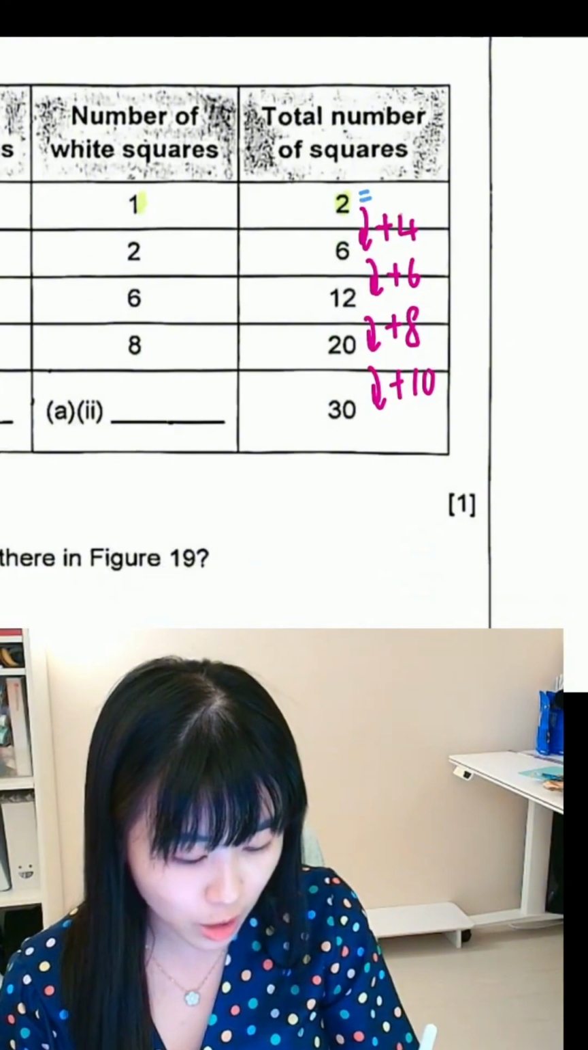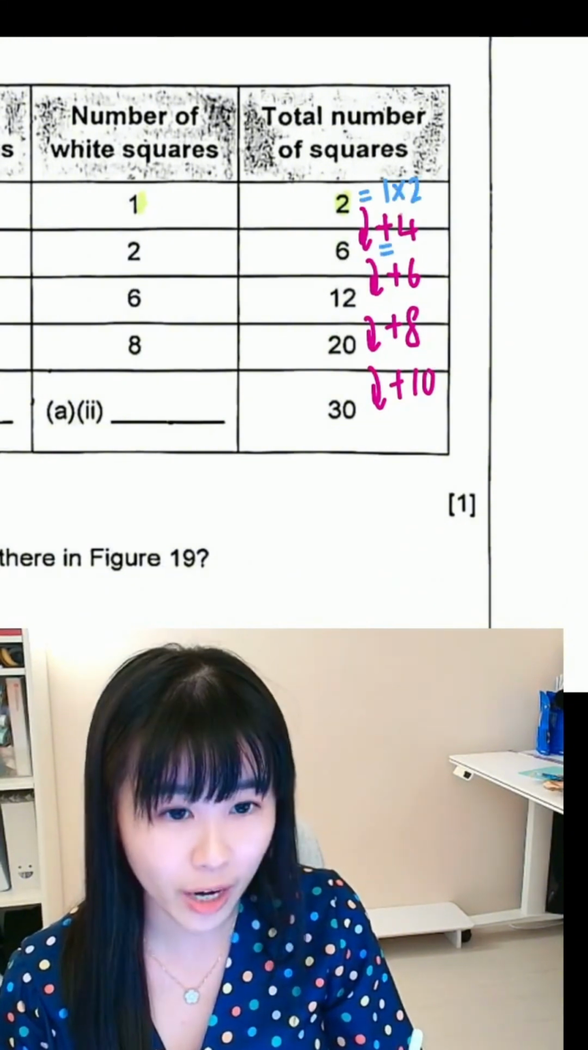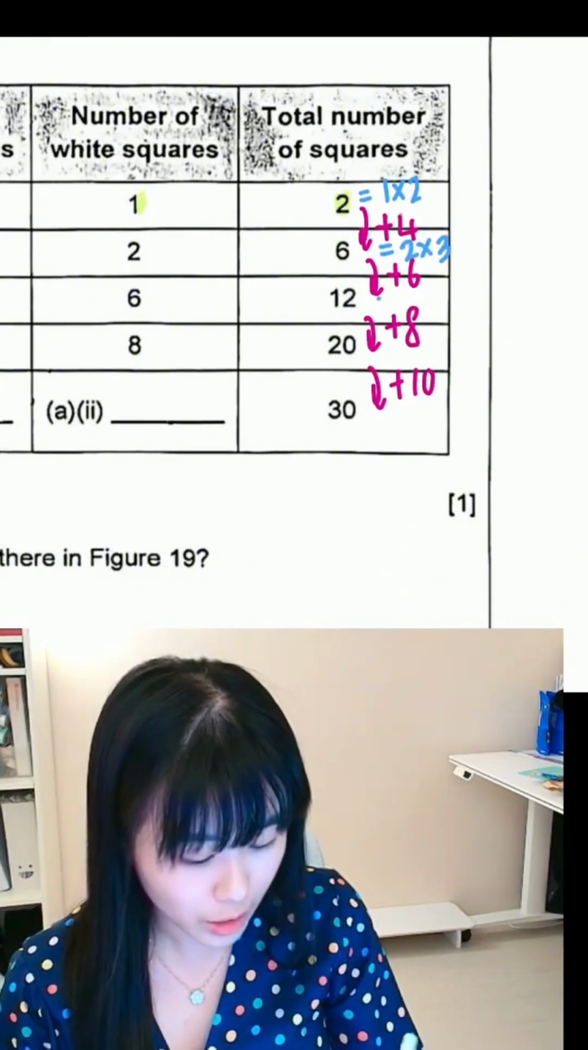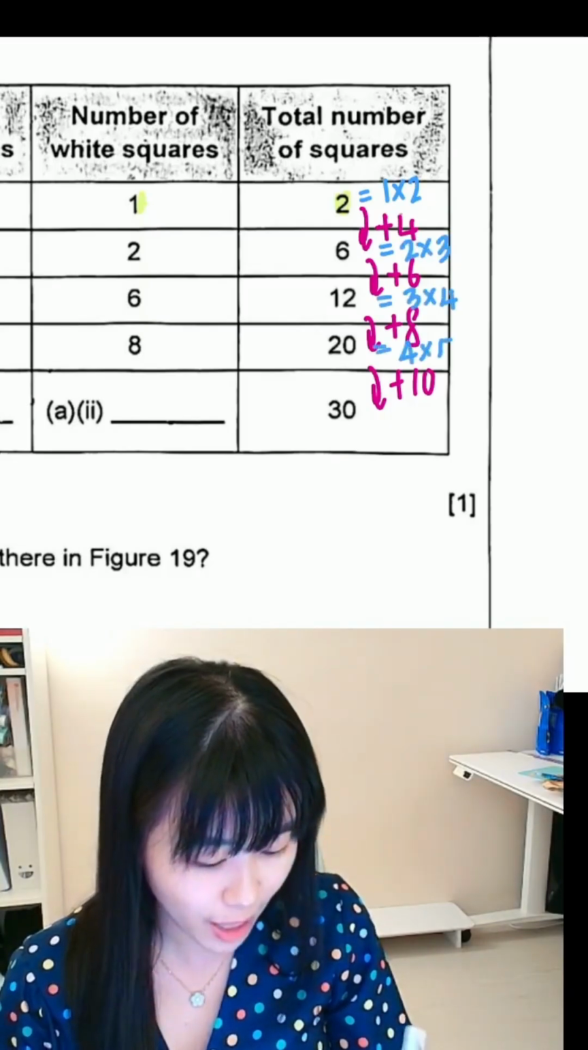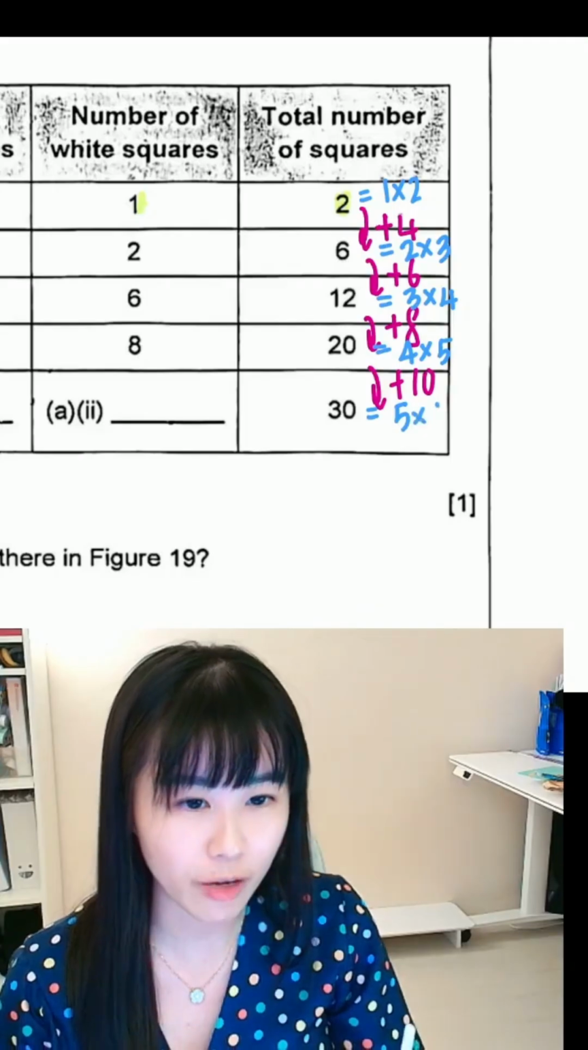This 2 is actually 1 times 2. This 6 is actually 2 times 3. This 12 is actually 3 times 4. This 20 is actually 4 times 5, and this 30 is 5 times 6. Then you realize it works, okay?